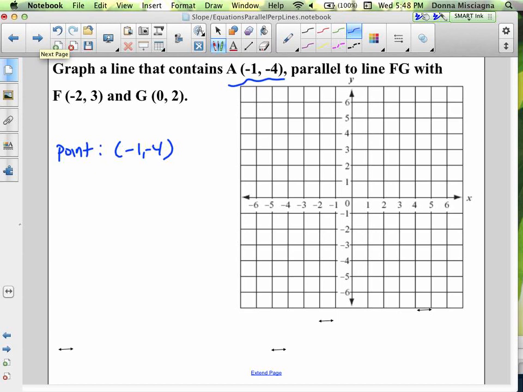All right, now we need the slope. To find the slope, we have to find the slope of FG, that line. We're not going to use A, because A is not on FG. I'll even put that in: use points from line FG, not point A, to find slope.